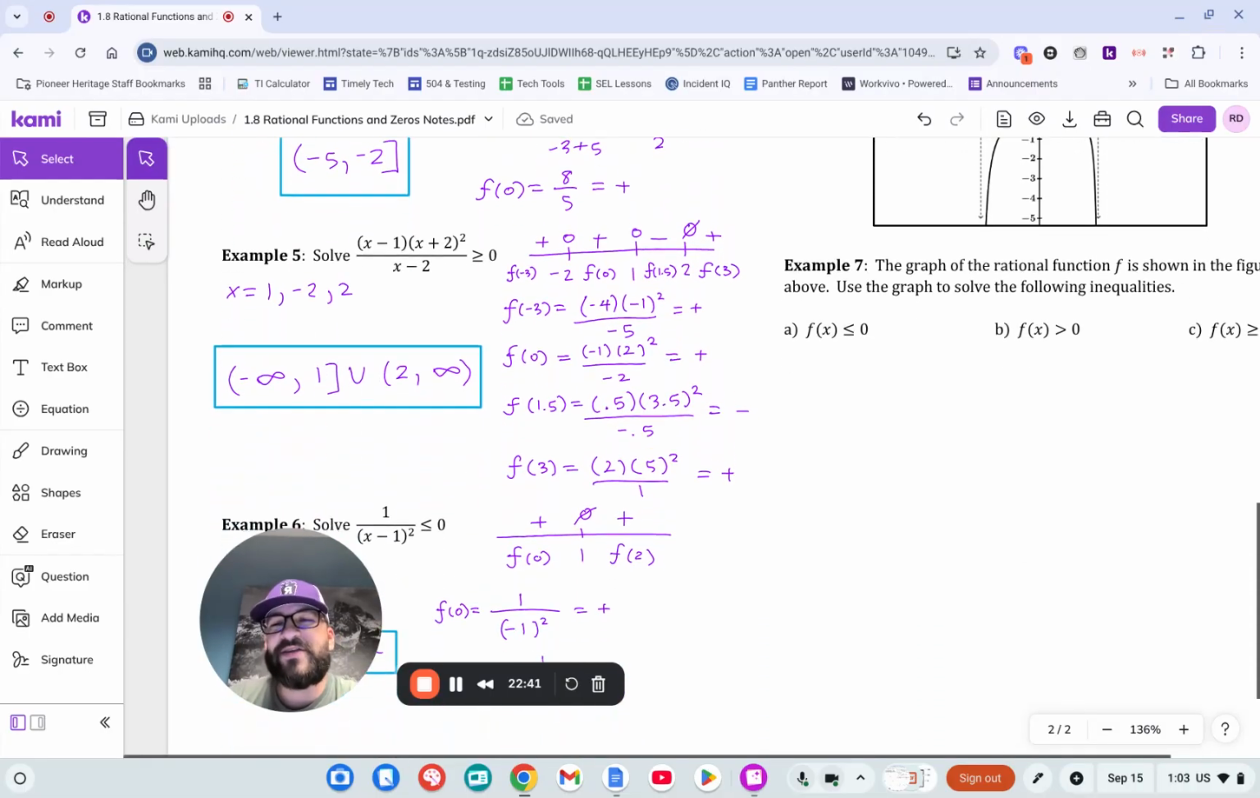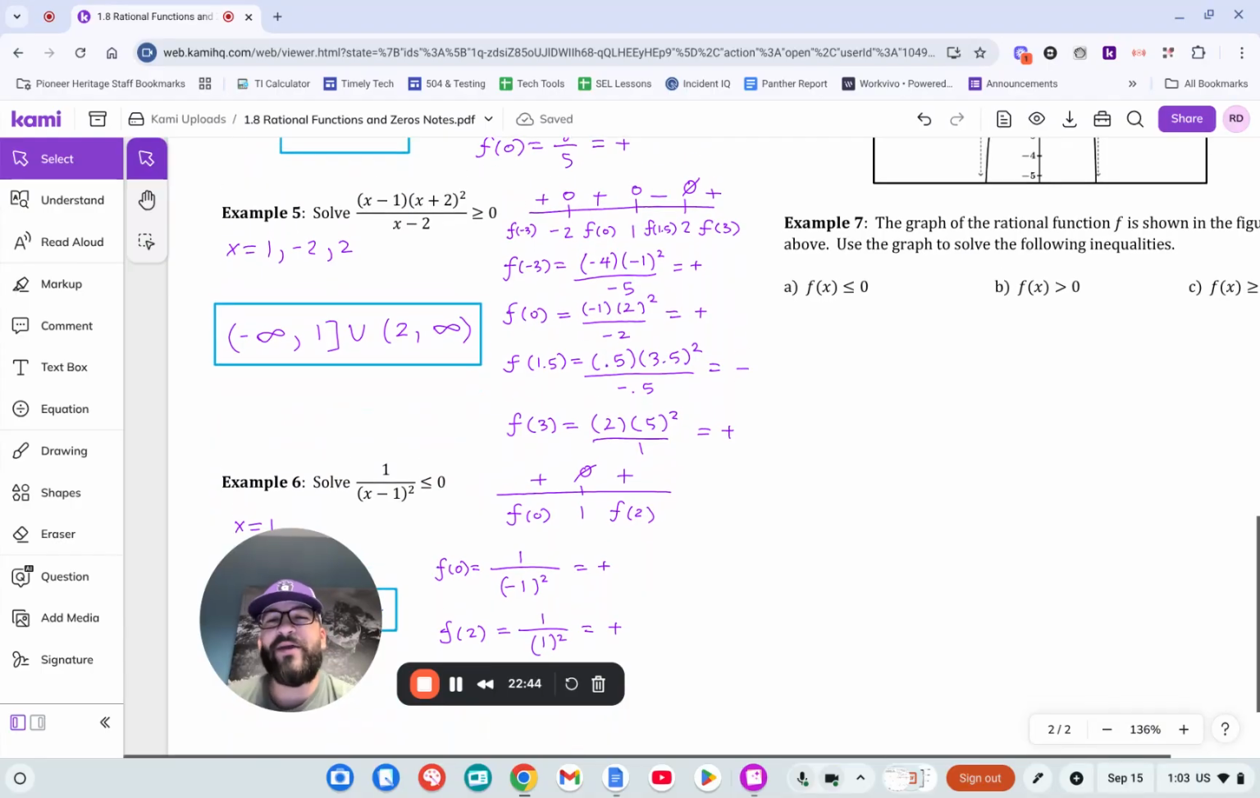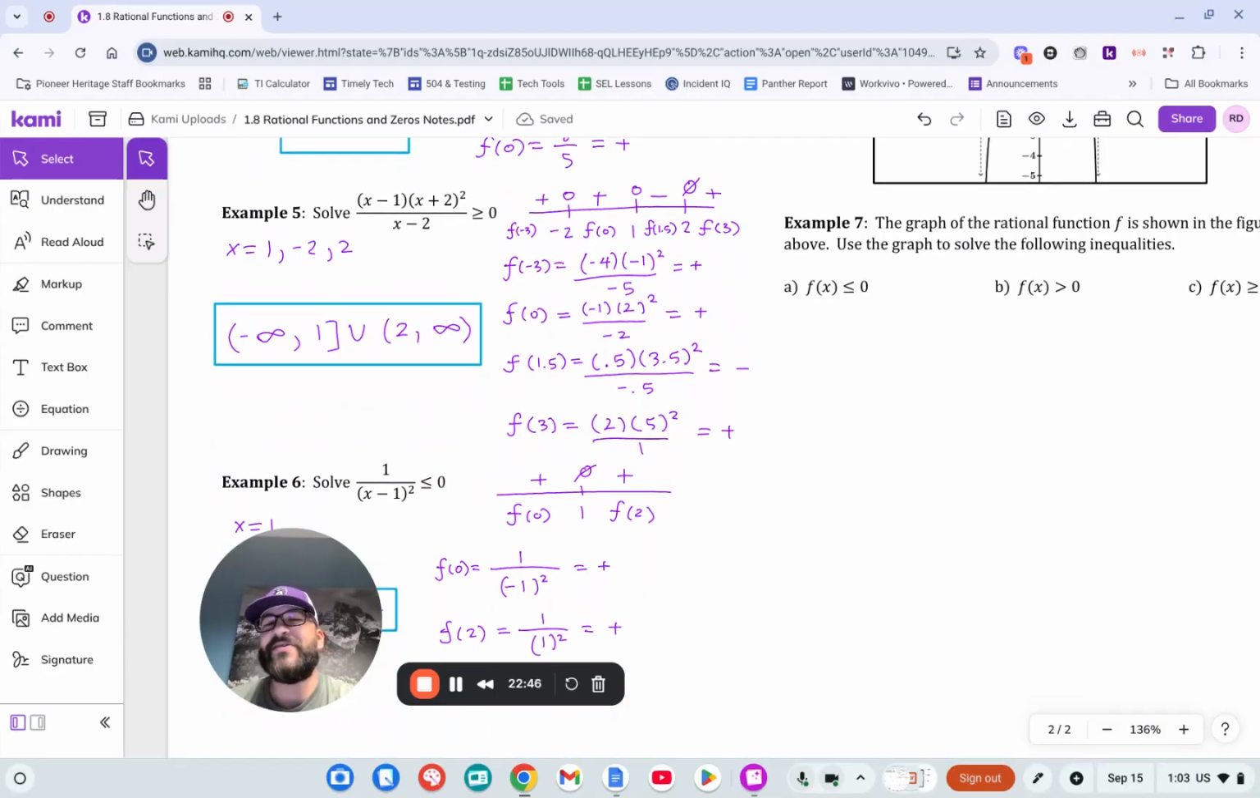Then example 5, this is our first one with our squared, and right off the bat, hopefully you notice that you got positive, positive, negative, positive instead of our typical where it switches every time. So that's what those squares are going to do. It's going to do things that are a little bit wonkier to our rational functions.